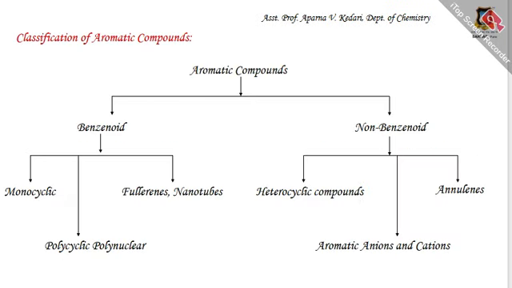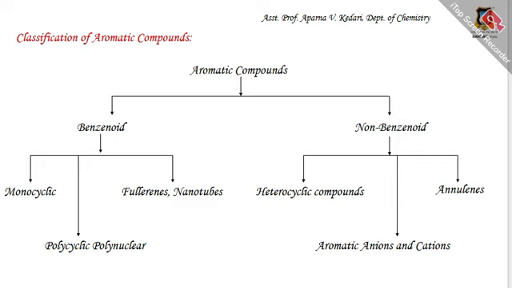Aromatic compounds are classified into benzenoid compounds and non-benzenoid compounds. Benzenoid compounds contain at least one benzene ring in their molecule. Non-benzenoid compounds are aromatic but they do not contain a benzene ring in their molecule or structure. Then benzenoid compounds are again classified into monocyclic, polycyclic, polynuclear, fullerenes and nanotubes.